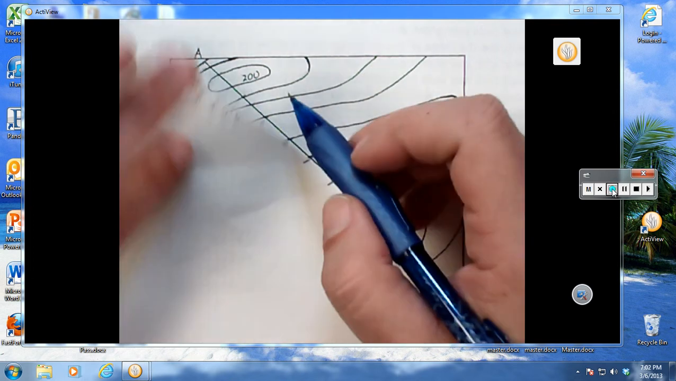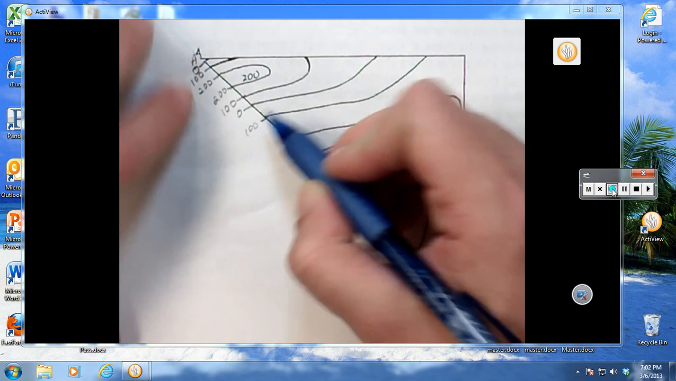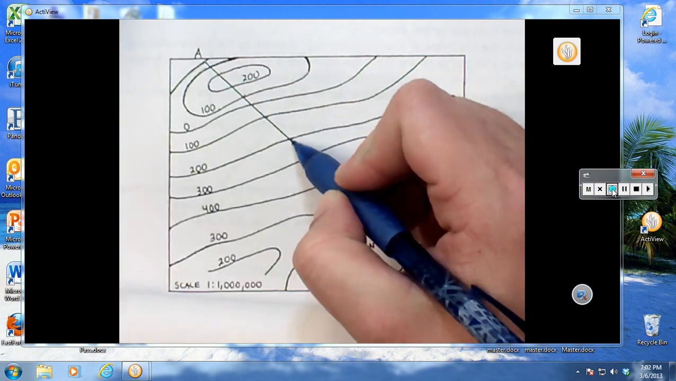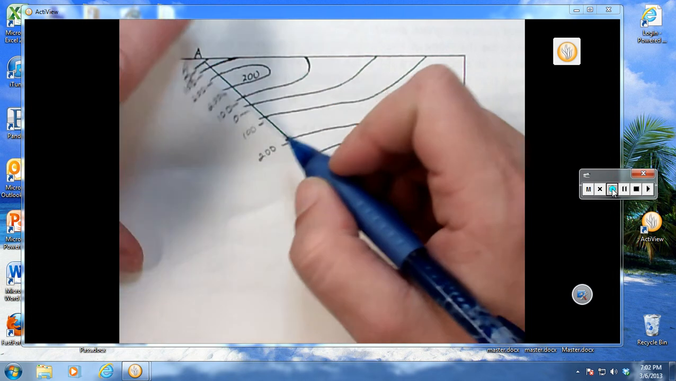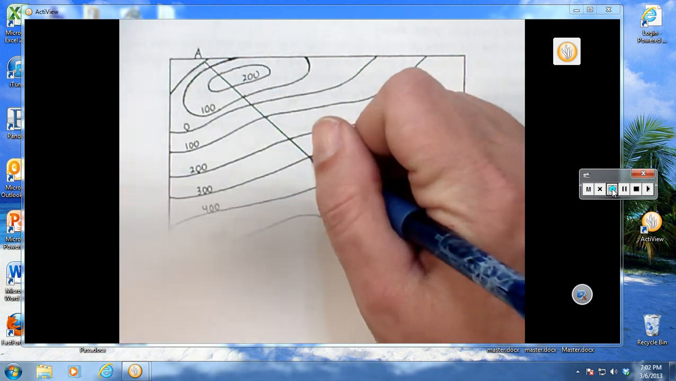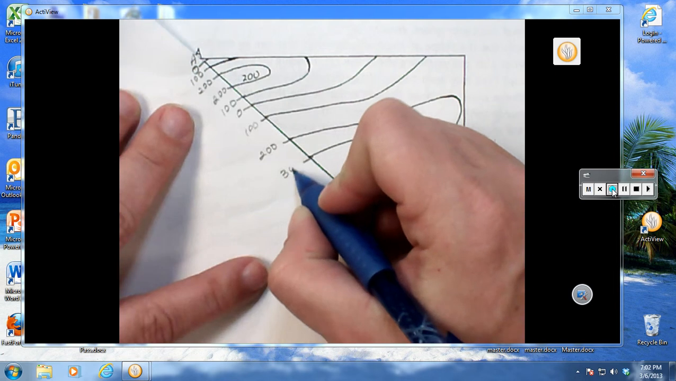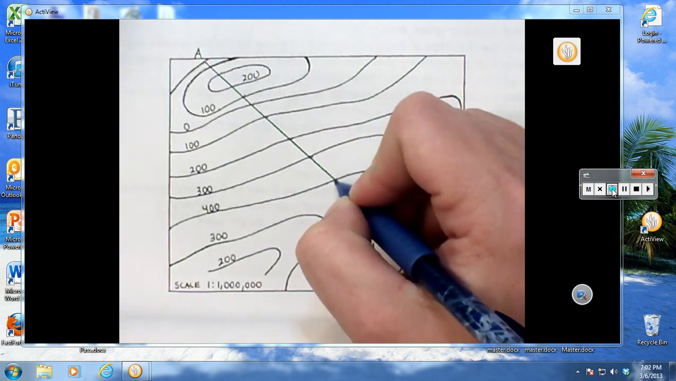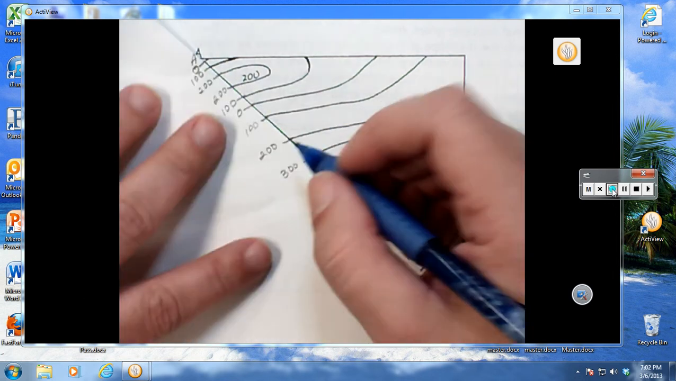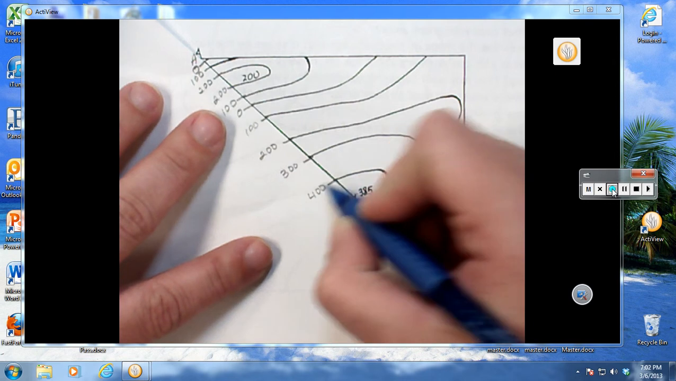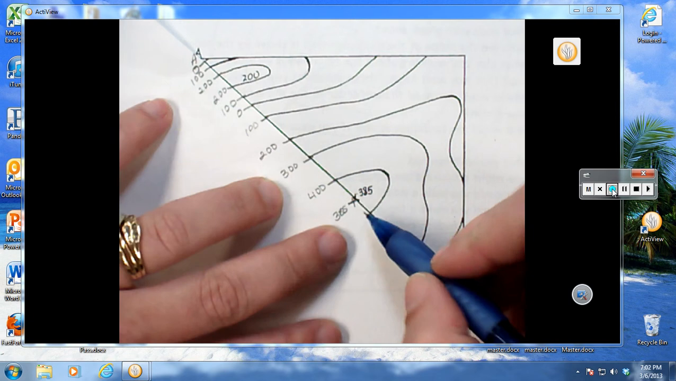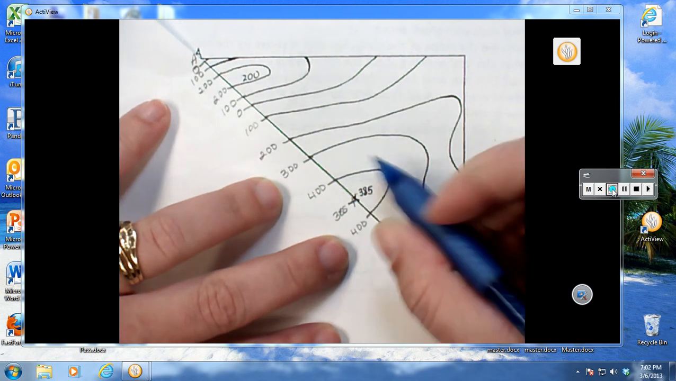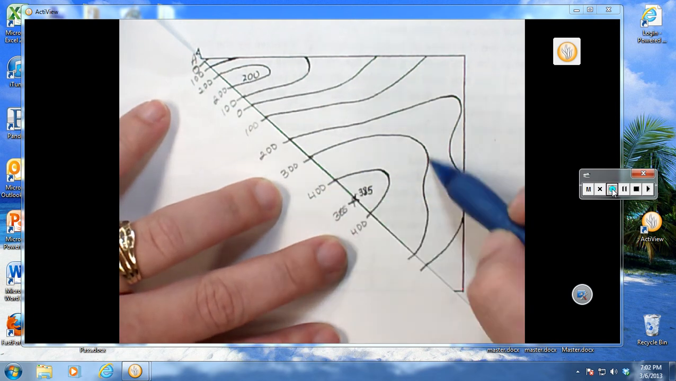Your next line is 100, 200, 300, 400, and then you have the benchmark set up at 385. Follow your 400 line, so this little notch is 400. Here's your 300 line, it goes around.